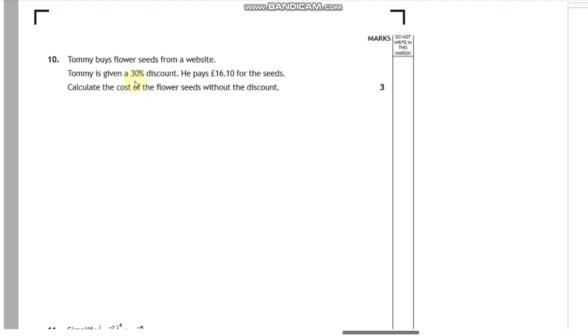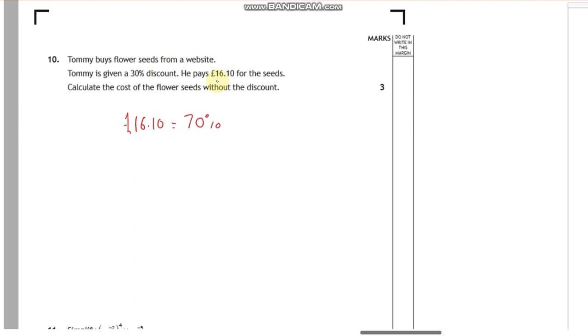Okay, percentage question. When you see percentages and no time, you should be thinking it's probably going to be reverse the change. So Tommy's given a 30% discount and he pays that much for some seeds. What would it be without a discount? Well, he has just paid £16.10 for 70%, hasn't he?